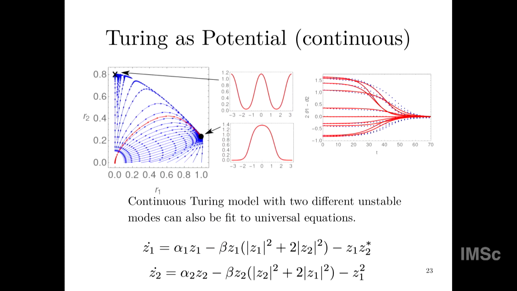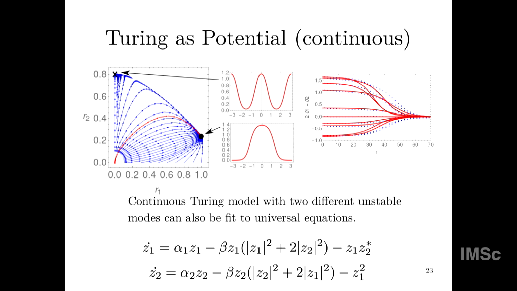Okay, but of course, you might want to add more modes. You don't just want one unstable mode. And it turns out you can add more modes. So here you have something with two modes, and again the equations turn out to be universal. You can just write down the differential equations for how components for different Fourier modes evolve, and those equations, which are easier to write down in complex space, turn out to be universal.